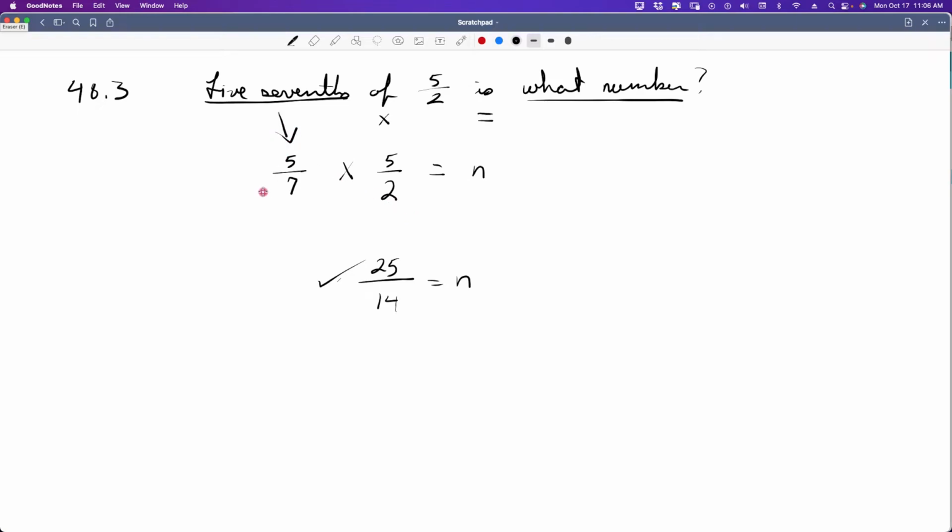This is where the 5/7 went. This is where the 5 halves went. And this is where our variable went, because we have the what here, because we don't know what it is. So you can see breaking it down strategically. I mean, each part just matches.